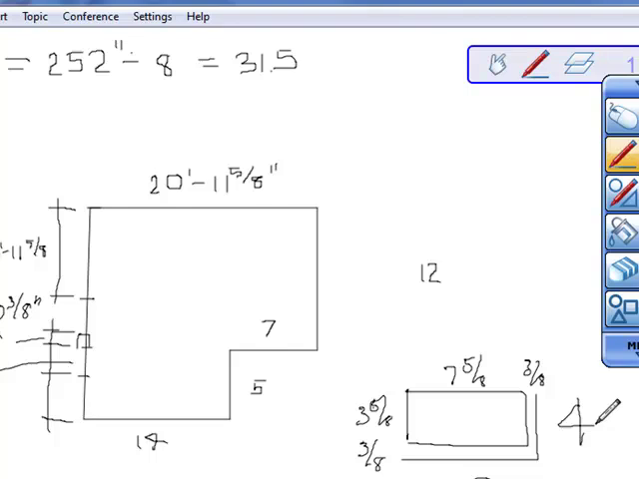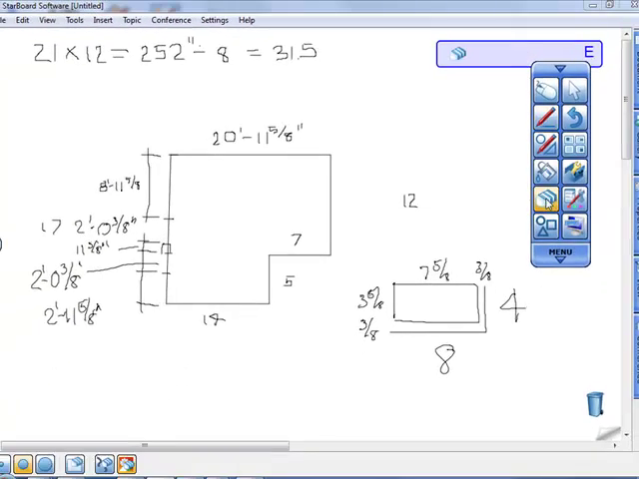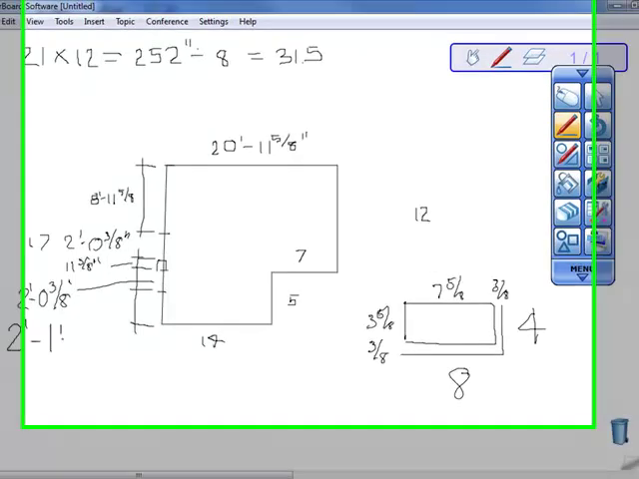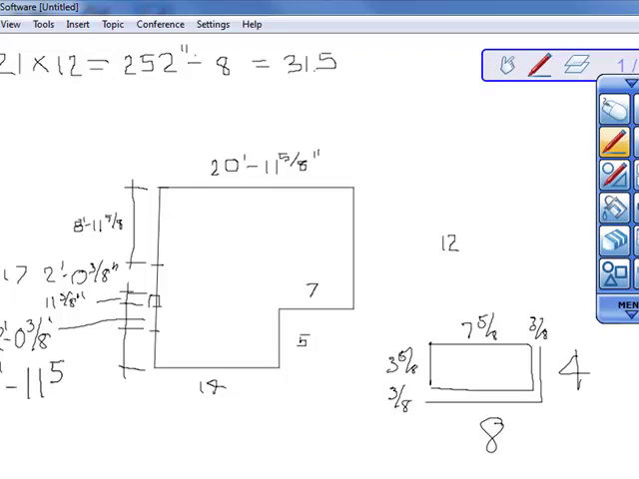And you got 2 feet 11 right here. I'm sorry that's so hard to read. You have to listen to me. 2 feet 11 5/8.